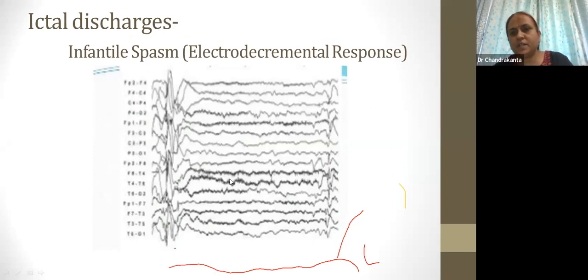So then, ictal EEG, when we are recording the activity during the seizure. Okay. So according to the type of seizure, we get different types of ictal recording.